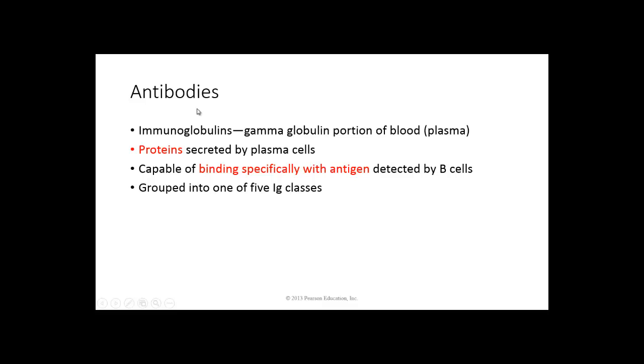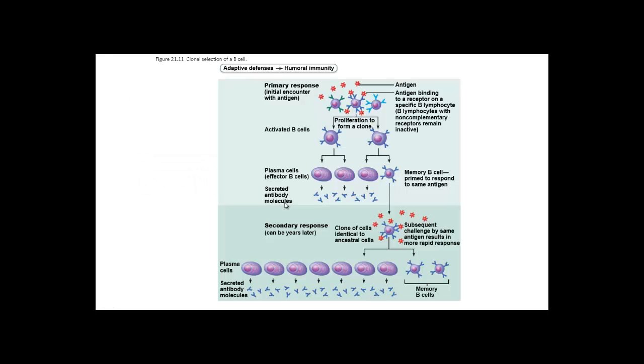So again, antibodies, we find these in the plasma of our blood. They are specific proteins, and they're made by special cells called plasma cells, which are types of B cells that have changed to plasma cells after they've been exposed to an antigen. They bind to antigen, and the B cells help specifically develop antibodies that recognize specific antigens. And there's 5 different classes of antibodies.